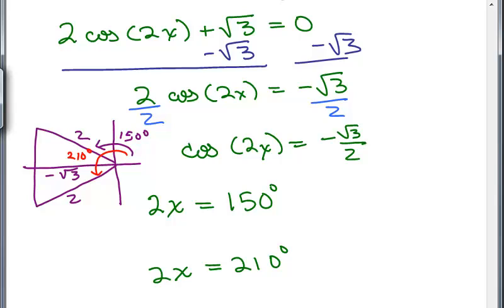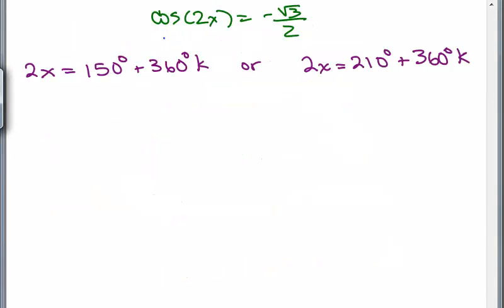But really, if we were going to list all of them, this would be plus multiples of 360 degrees, where k is an integer. So for the full solutions, 2x equals 150 degrees plus 360 degrees k, or 2x equals 210 degrees plus 360 degrees k. So I'm going to consolidate that and write that on the next page.